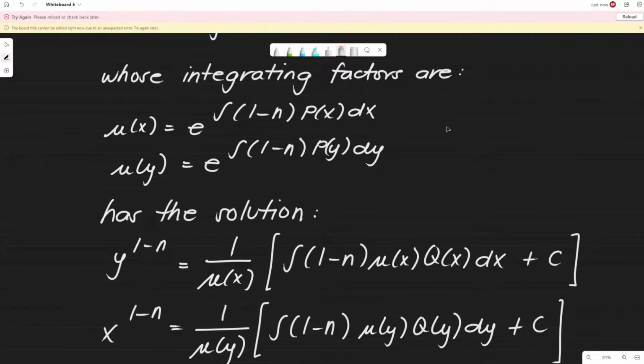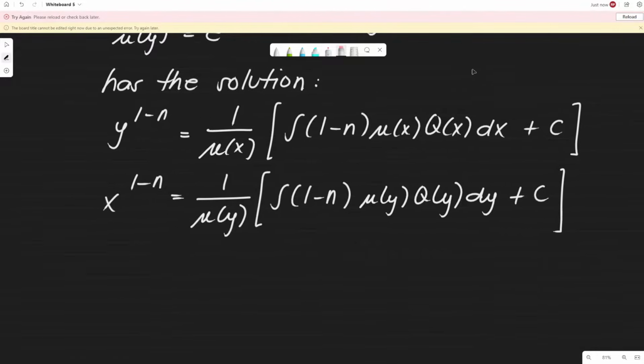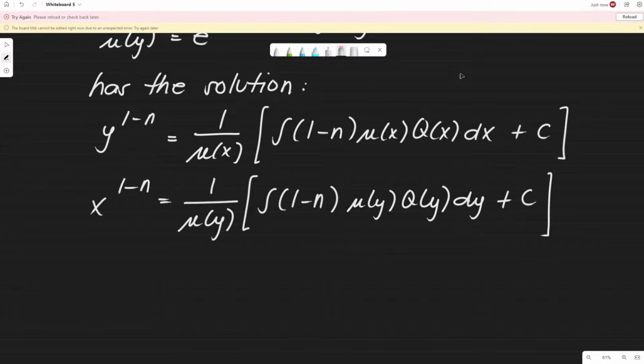We will have 1 minus n in our integrand. So we have mu of x is equal to e raised to the integral of 1 minus n times p of x dx. Then for Bernoulli in y, we have mu of y is equal to e raised to the integral of 1 minus n times p of y dy. Once we have solved our integrating factor, we can resolve to our general solution.